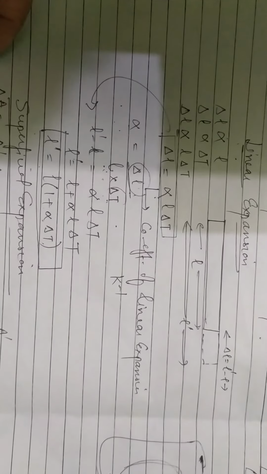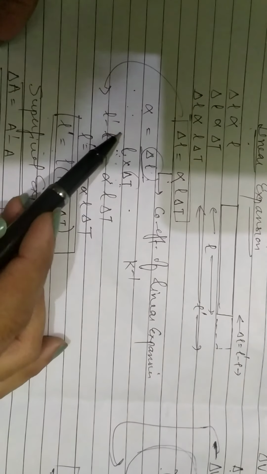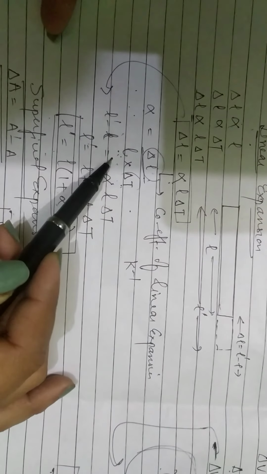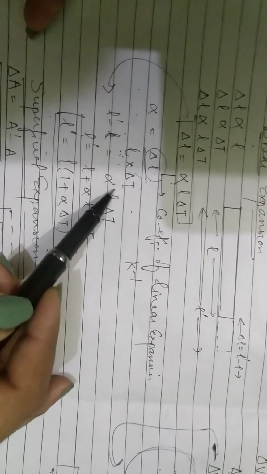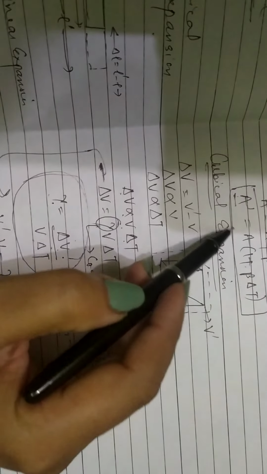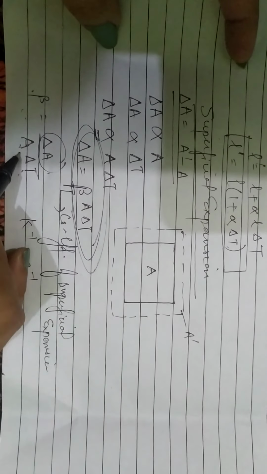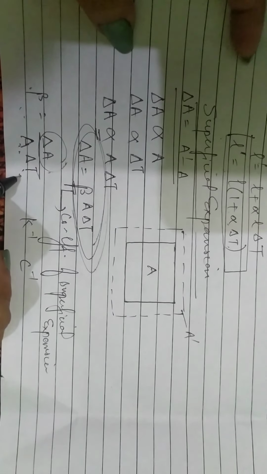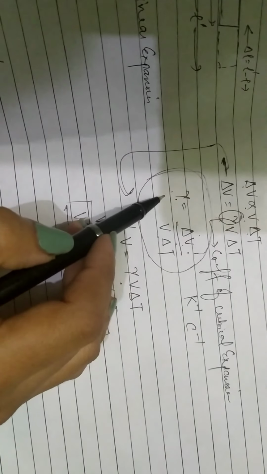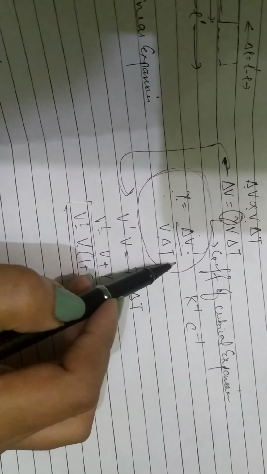So what we have done: the coefficient of linear expansion, alpha, is the change in length over original length per degree rise in temperature. Coefficient beta, called the coefficient of superficial expansion, is the change in area over original area per degree rise in temperature. And then similarly there is gamma. You will give me this definition during the class only.